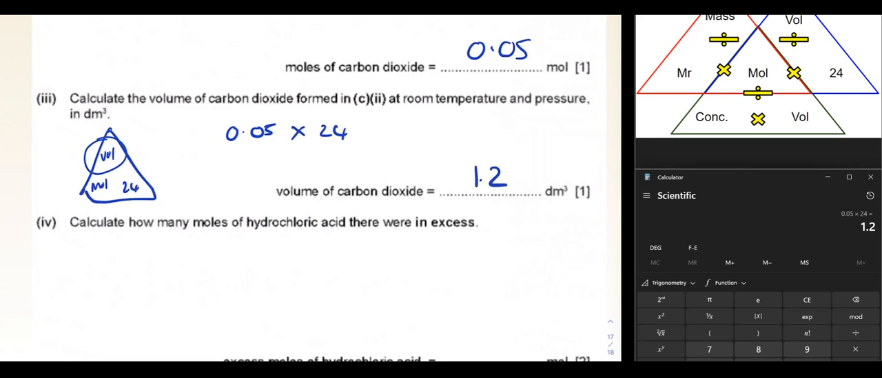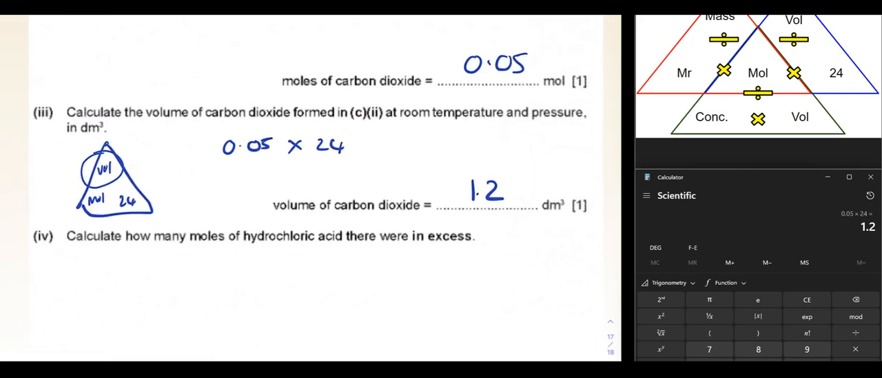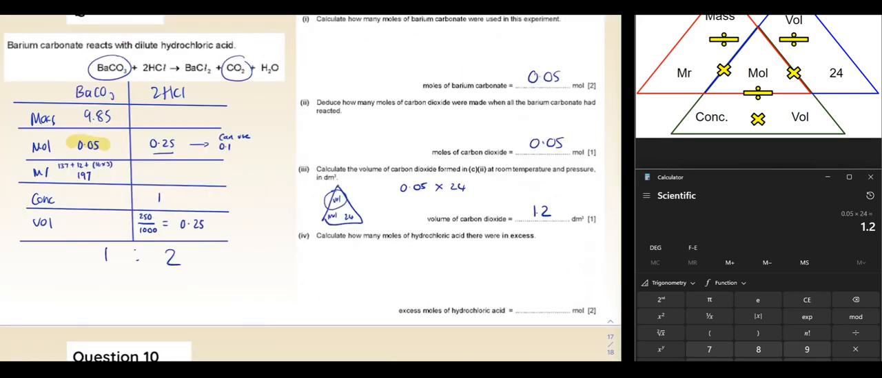Now we need to calculate how many moles of hydrochloric acid there were in excess. So we had 0.25. We minus off the 0.1. That gives us 0.15 moles left.